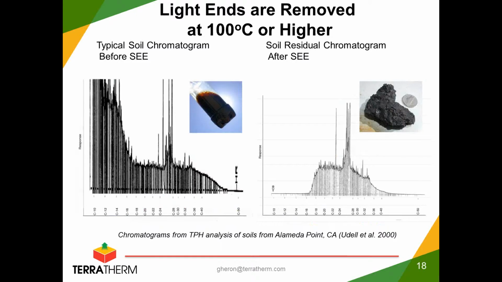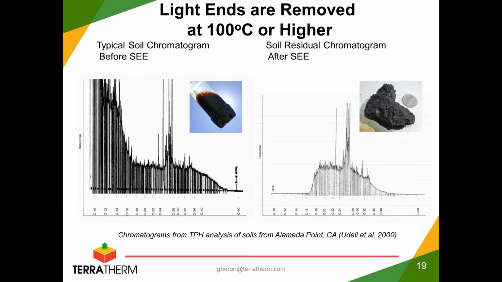And you can see how the LNAPL has been depleted in all the more volatile fractions. From C16 or so, 16 carbon atoms and smaller molecules, have all been removed from the site. So all the BTEX is gone. Even the naphthalene has been reduced. That would be a C10 on this scale.